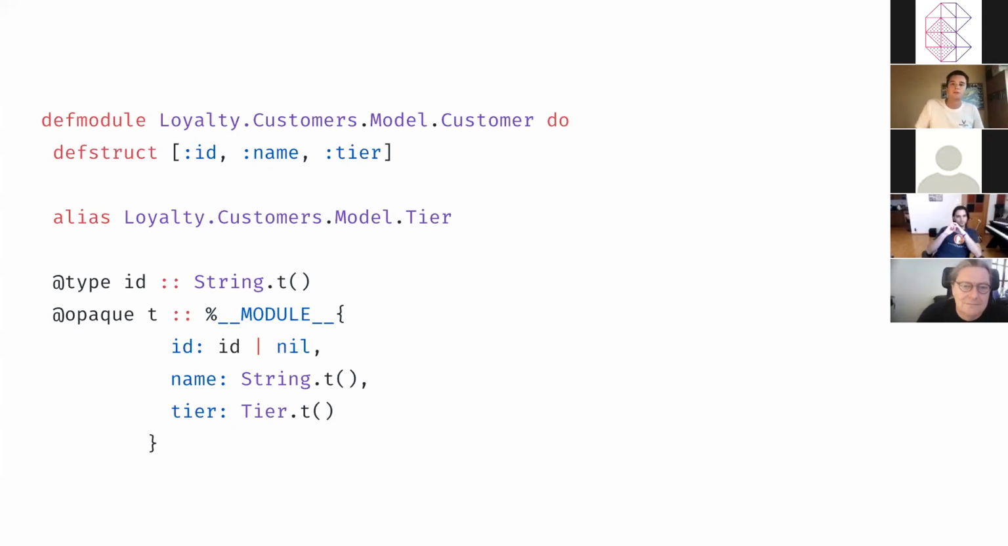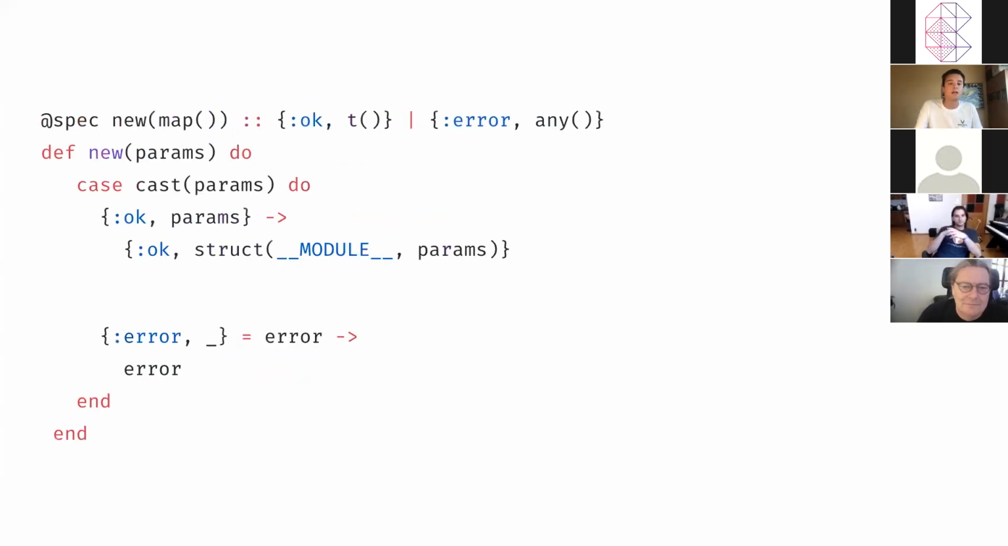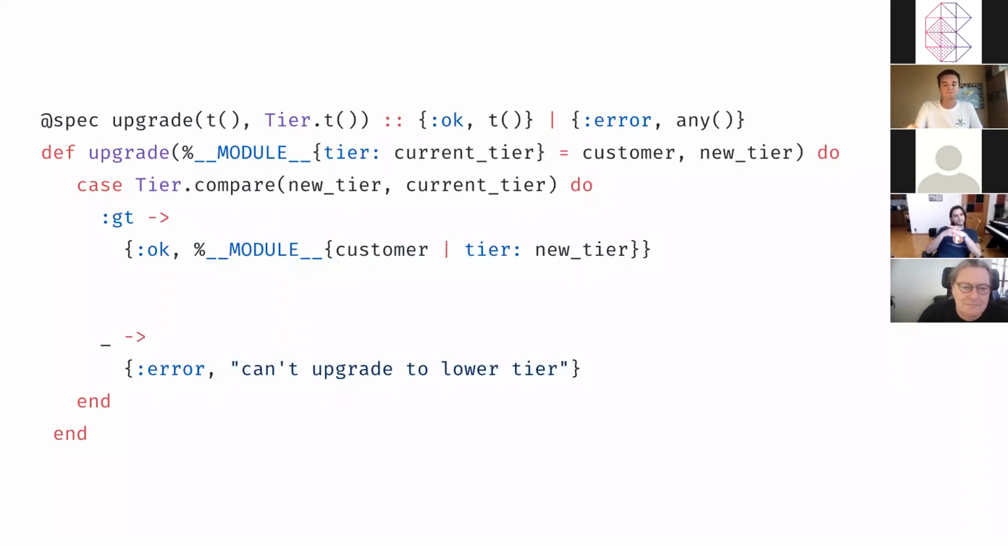We don't really care about it. We just care at the moment where in the project hierarchy it lives. There's some constructor that we can use to create a struct from some parameters. And there's some business operation. We can upgrade a customer to a higher tier. Doesn't really matter at this point.